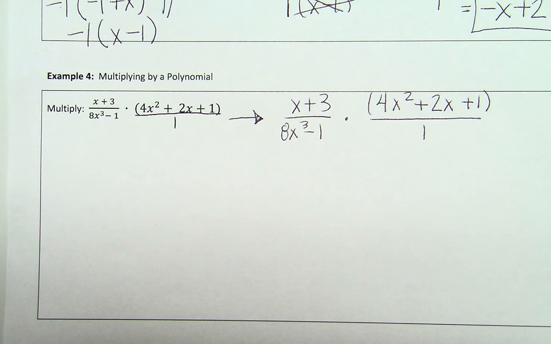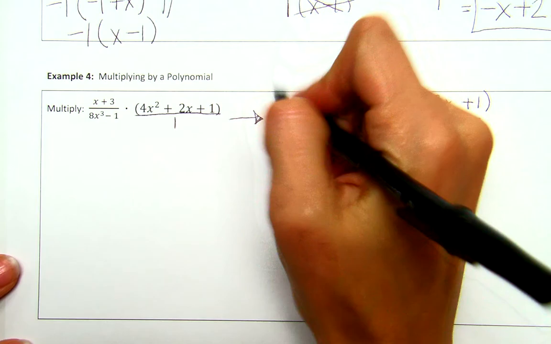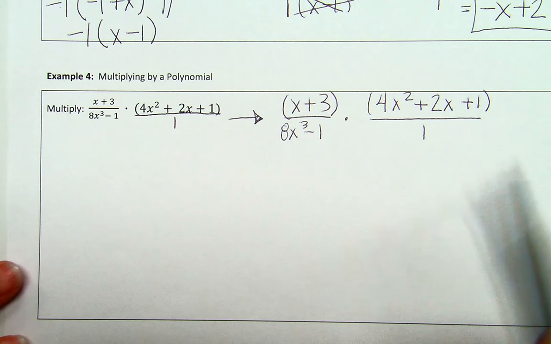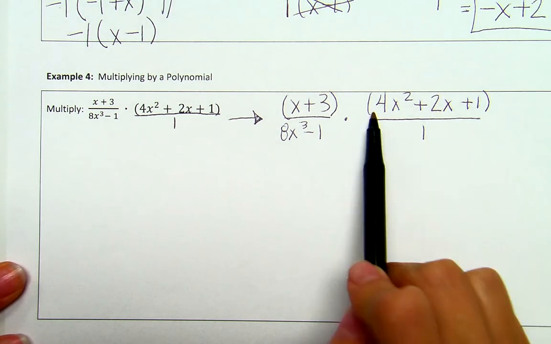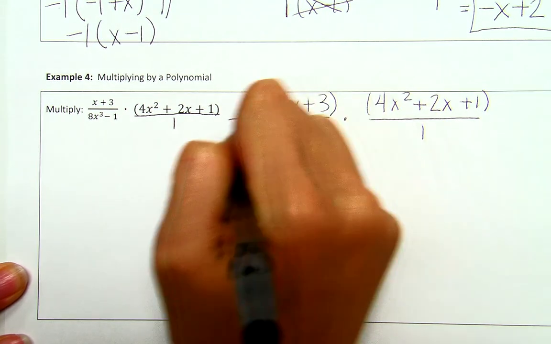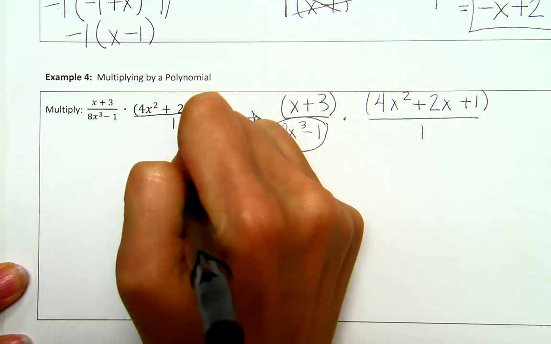The next thing we want to do is factor every single numerator and denominator as small as we possibly can. So the first thing I'm going to do is recognize that x plus 3 is already as small as it can go. Now I can play around with my second numerator, but I'm actually going to tackle this denominator first.